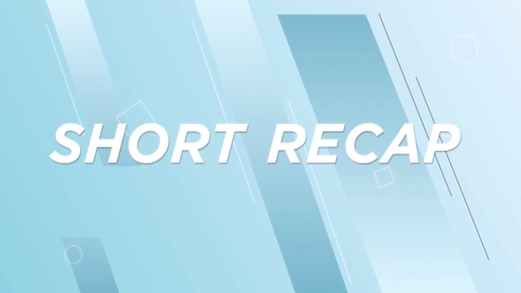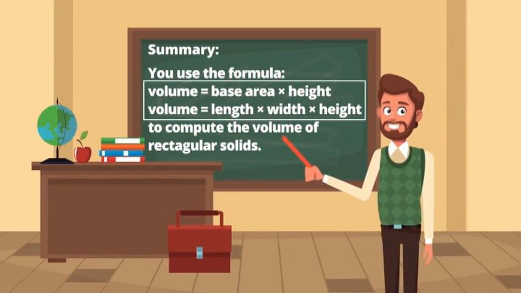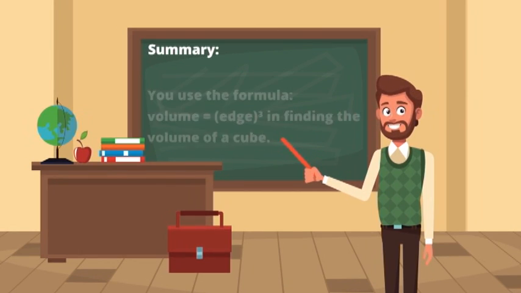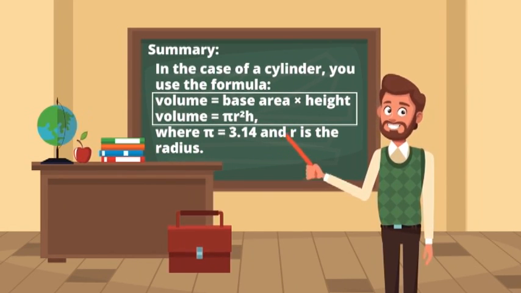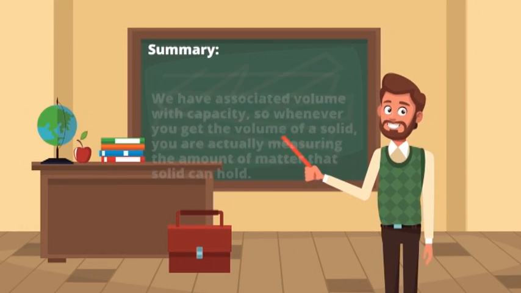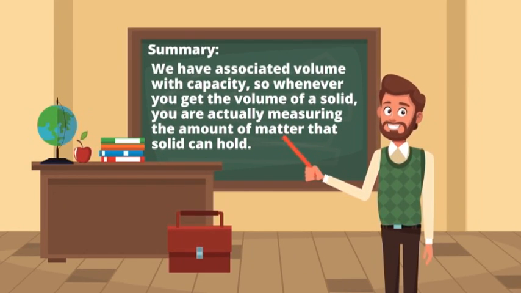Let's remember, you use the formula volume equals base area times height equals length times width times height to compute the volume of rectangular solids. You use the formula volume equals edge cubed in finding the volume of a cube. In the case of a cylinder, you use the formula volume equals base area times height, or pi r squared times height, where pi is equal to 3.14 and r is the radius. We have associated volume with capacity, so whenever you get the volume of a solid, you are actually measuring the amount of matter that solid can hold.